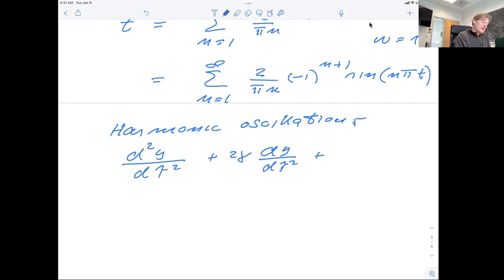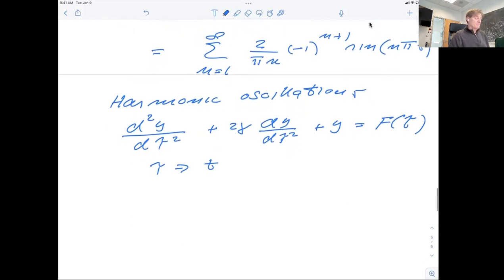And then we had plus y here. And this was often given by some force f of t here. So this is our f of tau. So there is nothing which hinders us now to just go back to t. So we can equally well do that. So t goes to t, tau goes to t.